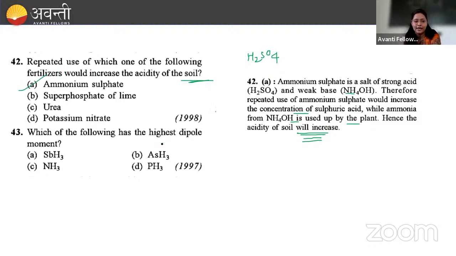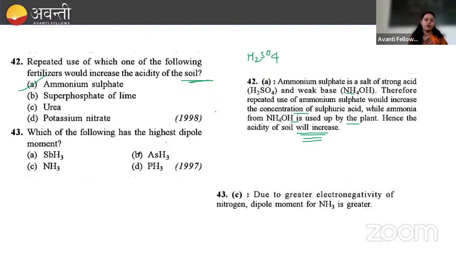Next, which of the following has the highest dipole moment? So tell me which will have the highest dipole moment. Yes. So as we know, NH3's is higher, we just saw it is even higher than NF3. So NH3 will have the greater electronegativity. Since nitrogen is having the greater electronegativity, that's why it will have the highest dipole moment among all the four options present here. Okay. Any doubts regarding this?